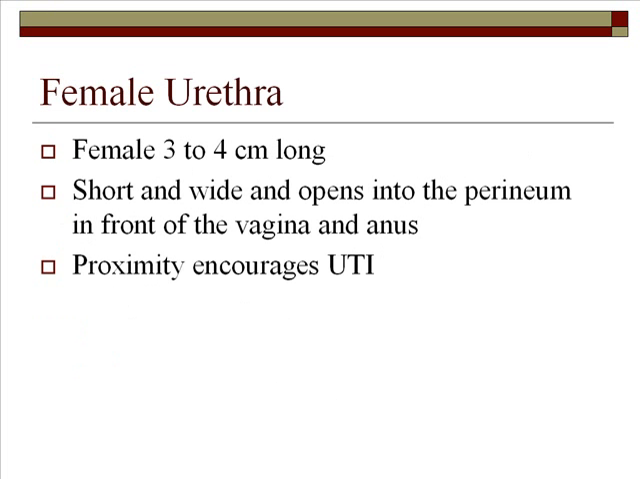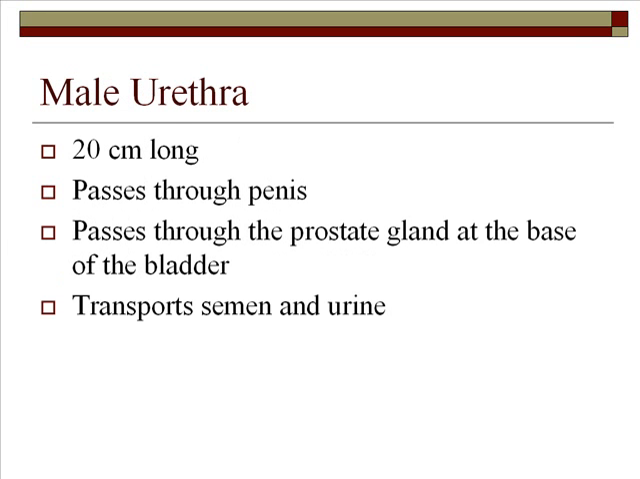Anatomically, and you may remember this from the reproductive system, the female urethra is significantly shorter than the male urethra, about 3 to 4 centimeters in length. Short and wide, it opens to the perineal area in front of the vagina and the anus. The proximity of the female urethra promotes urinary tract infection.